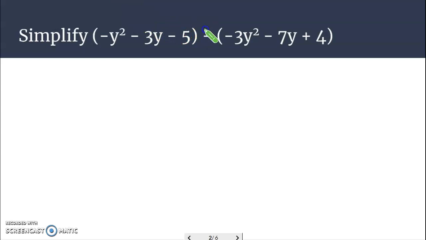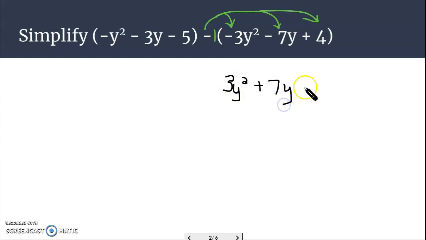So whenever you see a minus sign in front of a polynomial in parentheses, distribute that, and you can think of it as distributing a negative 1. And distributing a negative 1 simply changes the sign. So if we write it without parentheses, notice we'll have a positive 3y squared, a positive 7y, and a minus 4. Now I'm going to rewrite the first one without parentheses.